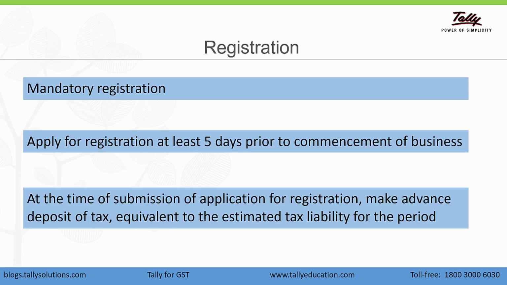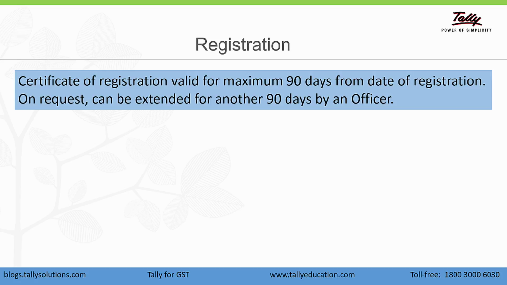For example, a casual taxable person is seeking registration for the month of August 2017 and estimates the tax liability to be Rs 15,000. The person must make an advance deposit of Rs 15,000 while applying for registration. Once a certificate of registration is issued to these persons, it will be valid for maximum 90 days from the date of registration. On request, the registration can be extended for another 90 days by an officer.